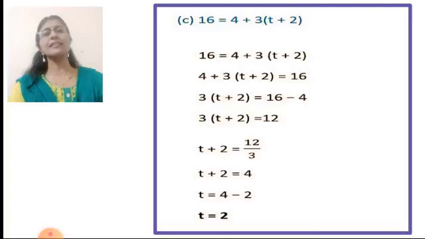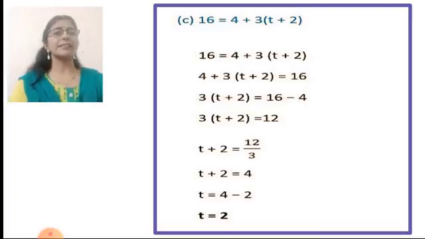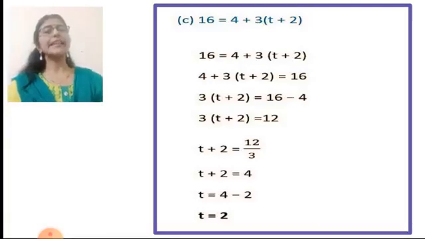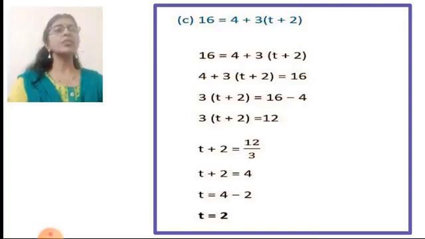Now here we will use the transpose method. 4 is positive, you can see on the left hand side. We will take it to the right hand side. When we take it to the right hand side, it will become negative 4. So we'll write 3(t plus 2) is equal to 16 minus 4, and 16 minus 4 is 12. Now we will have to remove 3 and the bracket. As it is multiplied, here 3 is multiplied by the term t plus 2. So here 3 has to be removed. For that we have to divide both sides of the equation by 3. So the bracket also will go.